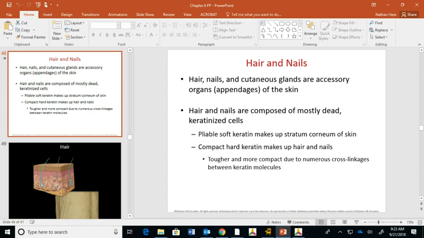All right. So hair and nails, we call these the accessory organs of the integumentary system. What's the primary organ? The skin. And these are things that help support the skin and help do other things. So hair and nails are basically made of the same thing. It's keratinized cells, right? It just gets much more compact, with many more cross linkages between cells, to make the harder nails and hair.